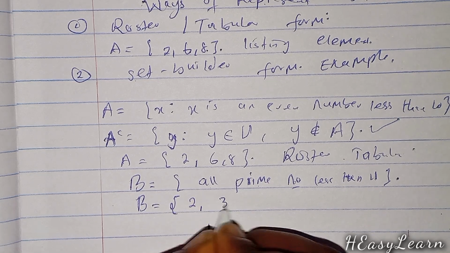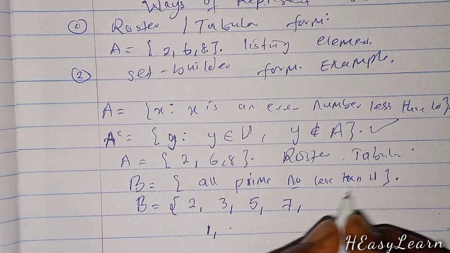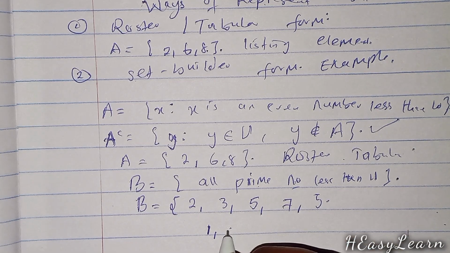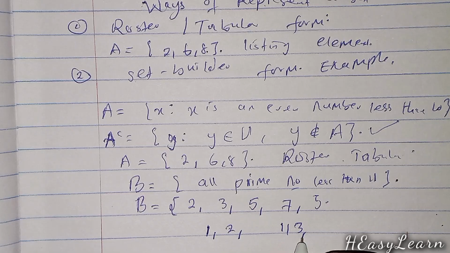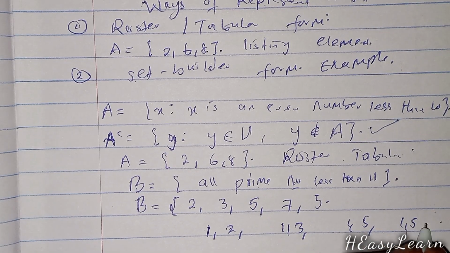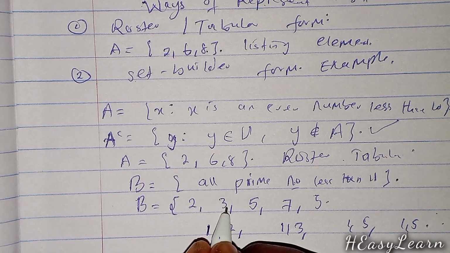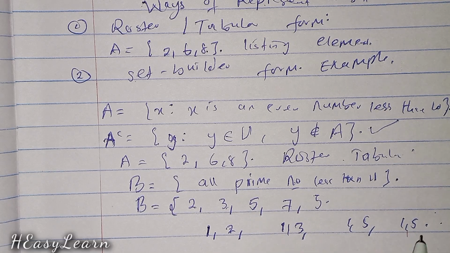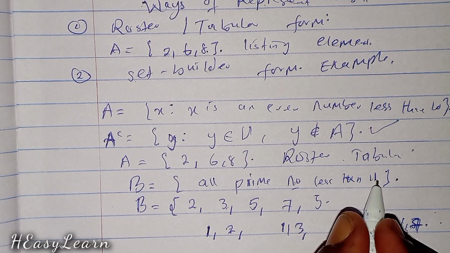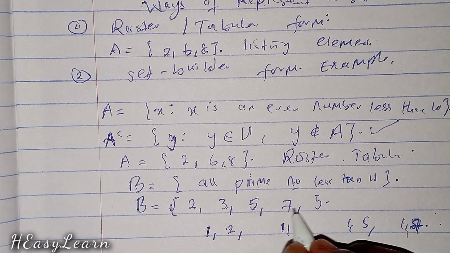So 2 is a prime number, 3 is a prime number, 5 is a prime number, 7 is a prime number, and 11 is not less than 11, so we stop at 7. 2 is a prime number because it has factors 1 and itself. 3 has factors 1 and 3. 5 has factors 1 and 5. 7 has factors 1 and 7. 10 is not a prime number. 11 is a prime number, but they said less than 11, so we stop at 7.